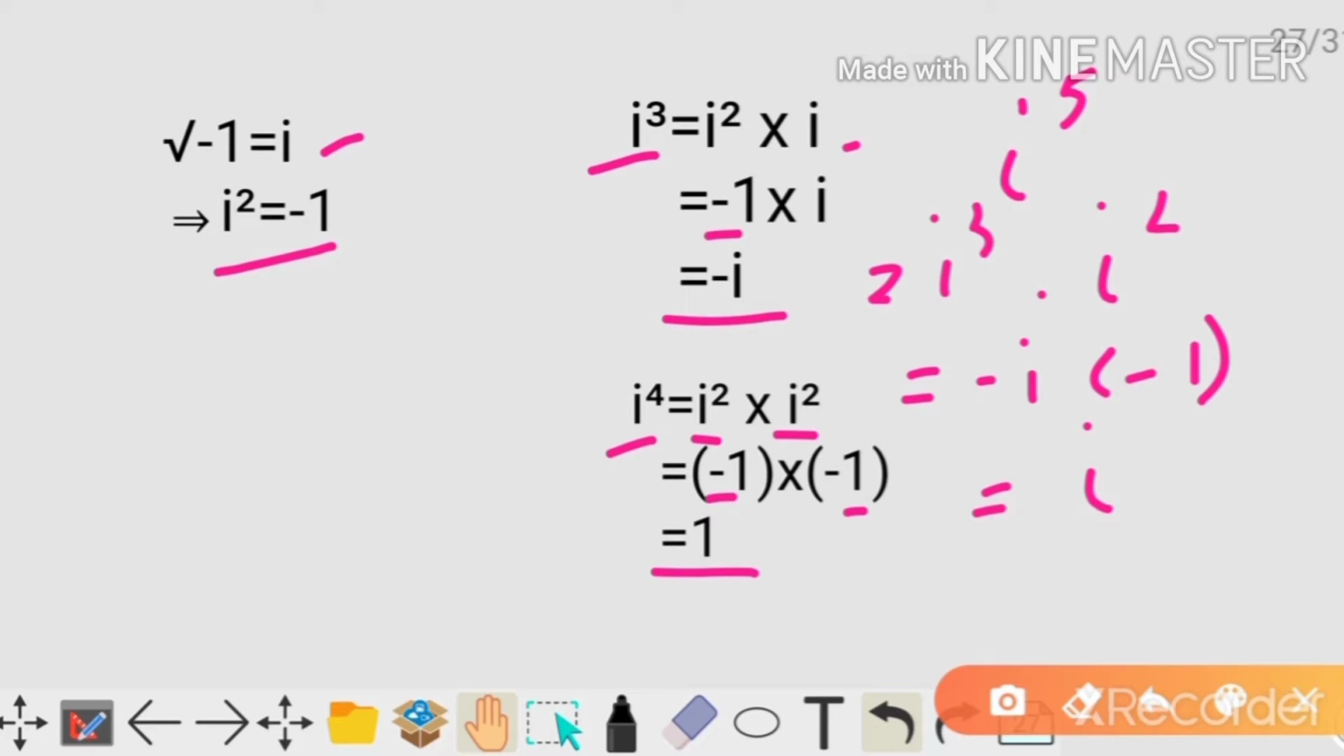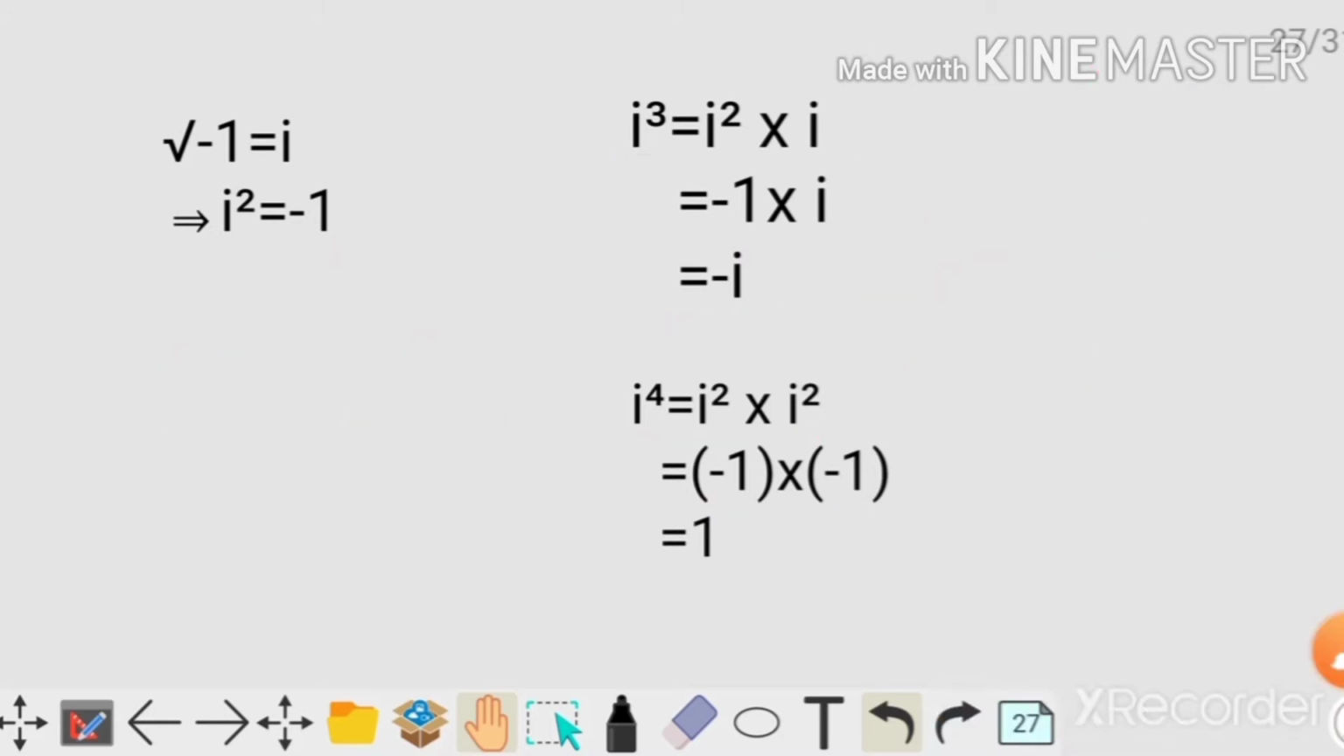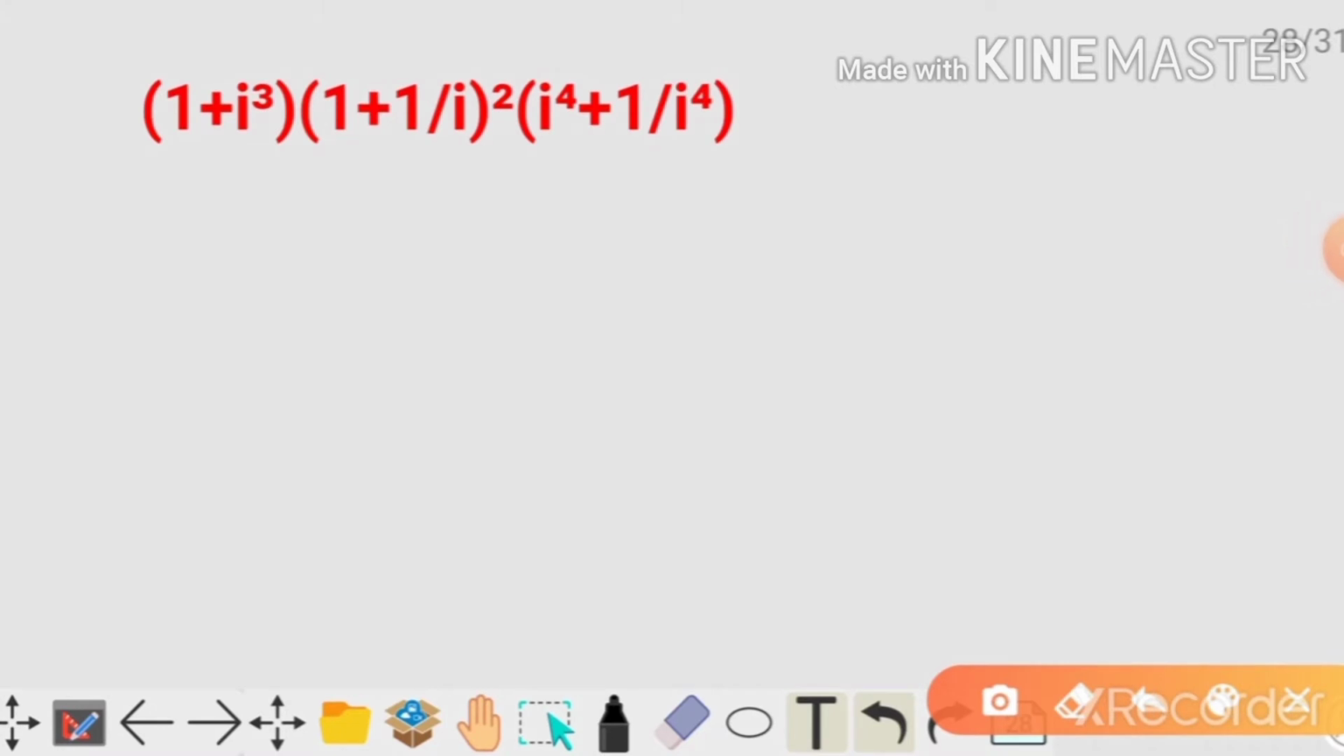Okay. Similarly, we can evaluate i to the power 6 by writing i cube into i cube. Okay, so we can evaluate any power of i with the help of these 3 numbers. Okay, now let's go to the problem. Now we are going to solve this problem.